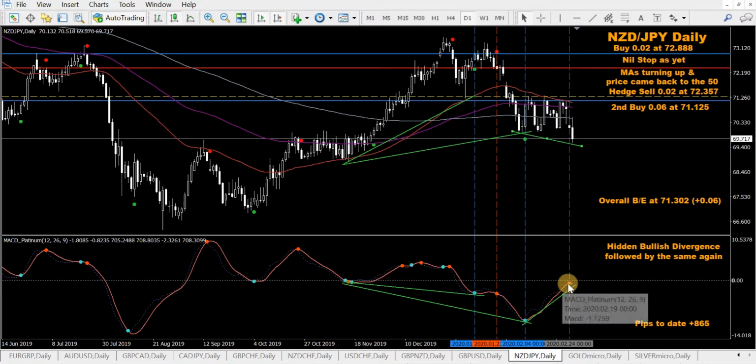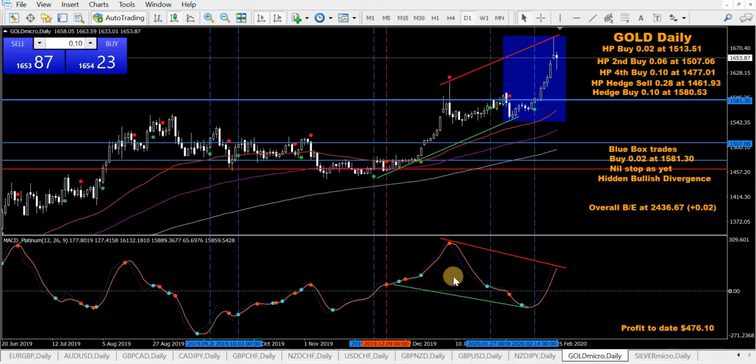The MACD Platinum still not to the zero level. Now it's rolling over. I've got a red MACD Platinum dot, so possibly a second hedge sell coming up on this pair, which is no big deal. It just creates more trades than necessary.